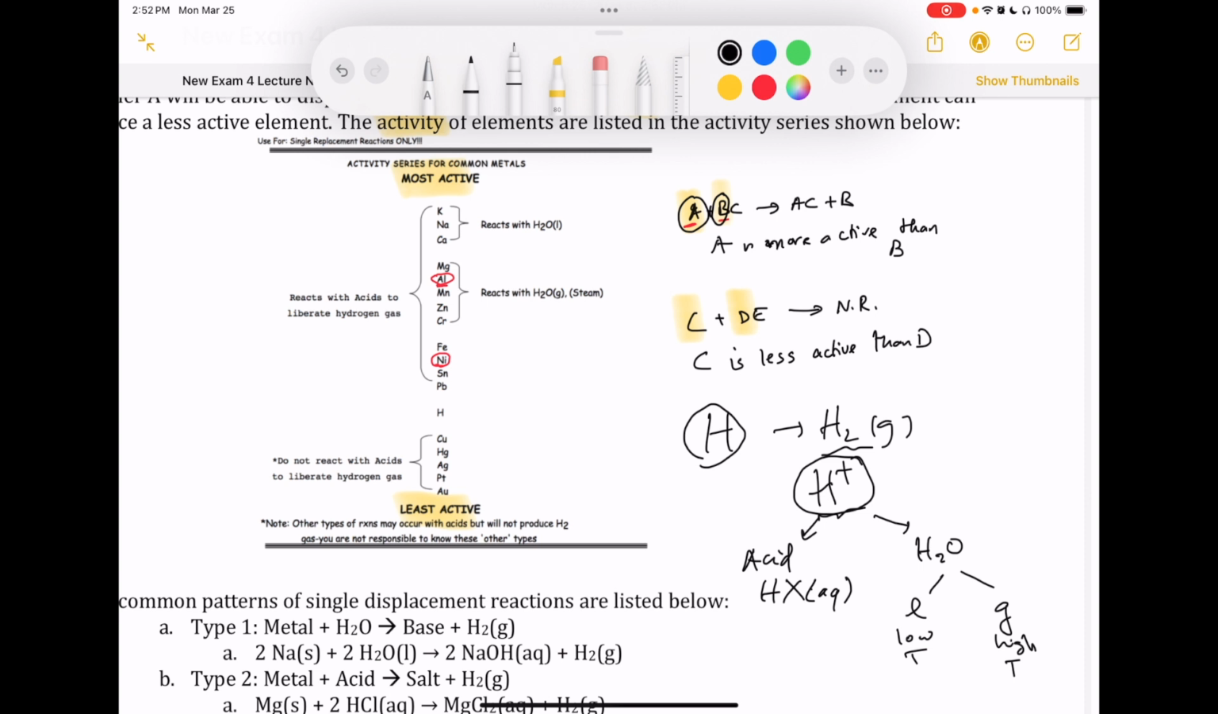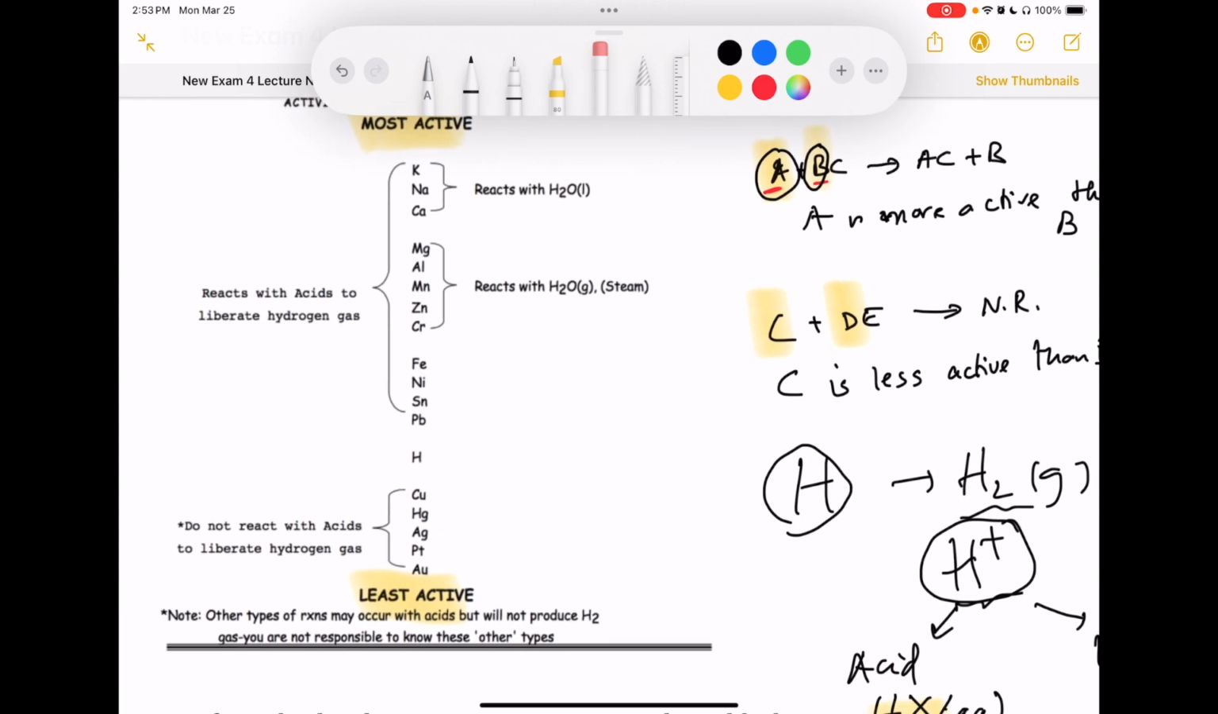Okay? So just to put everything in context here, for H, when you're trying to compare activity, there are three different forms that you have to worry about. Is the H in the form of an acid? Is it in the form of liquid water? Or is it in the form of gas water? Depending on which of those forms of H is found, the activity changes. The activity series will allow you to figure this out, but you just have to know how to use it. So let's take a look right here.